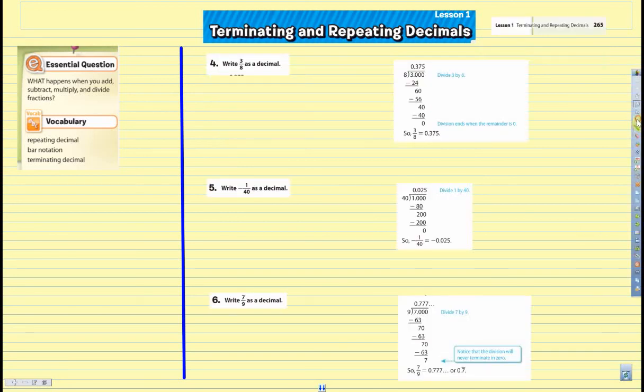Okay, welcome back. Hopefully you did those okay. Now we're going to change a little bit. Now we're really going to talk about repeating decimals, bar notation, and terminating decimals. We're going to do a little bit of long division too. So we're going to talk about how this 3/8 looks. Basically, we're going to talk about division.